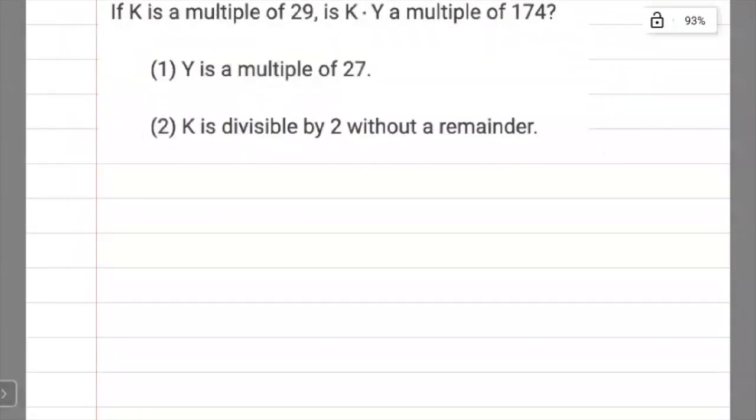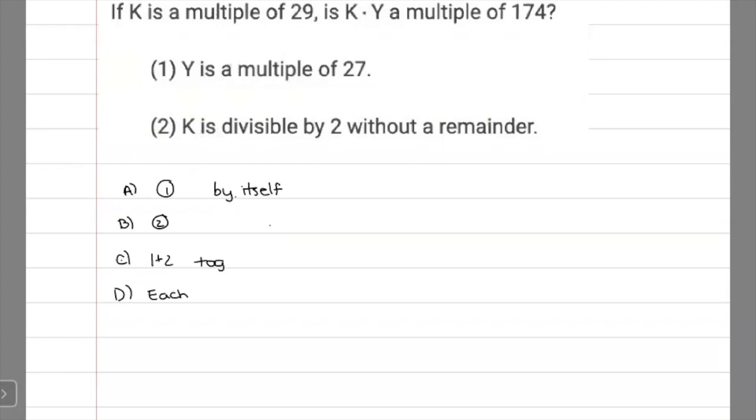So just to clarify, with data sufficiency, I didn't put the answer choices here, but they're always the same. A is that statement 1 by itself is sufficient, while statement 2 is not. Then you have B, which is statement 2 by itself is sufficient. Then you have C, which is 1 and 2 together, but not individually. And then you have D, which is each individually. And then you have E, which is that even together, they're not going to be sufficient. So it's always exactly the same answer choices.